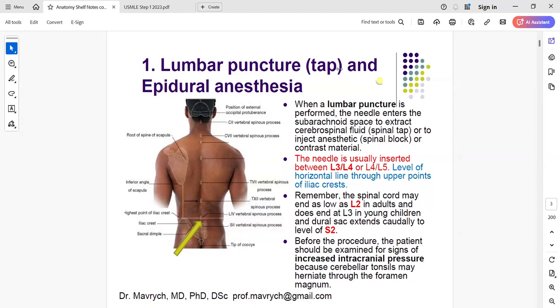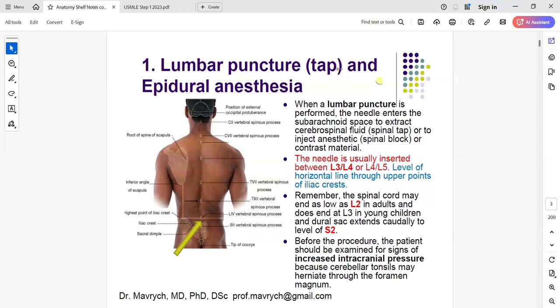There's going to be four or five options. Obviously, you guys all know the drill, and you just have to know that, okay, this is the level. Sometimes they don't give you L3, L4 or L4, L5. They just give you the upper point of the iliac crest. So you have to know that as well, right? So yeah, this is it. This is what you should know.